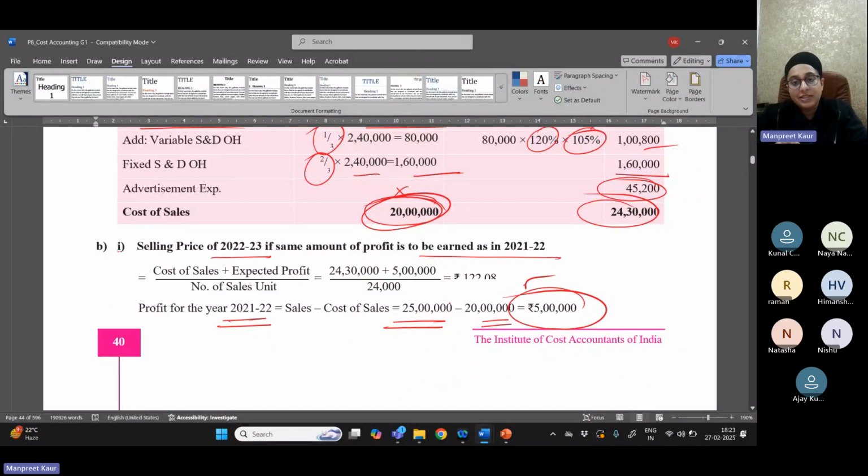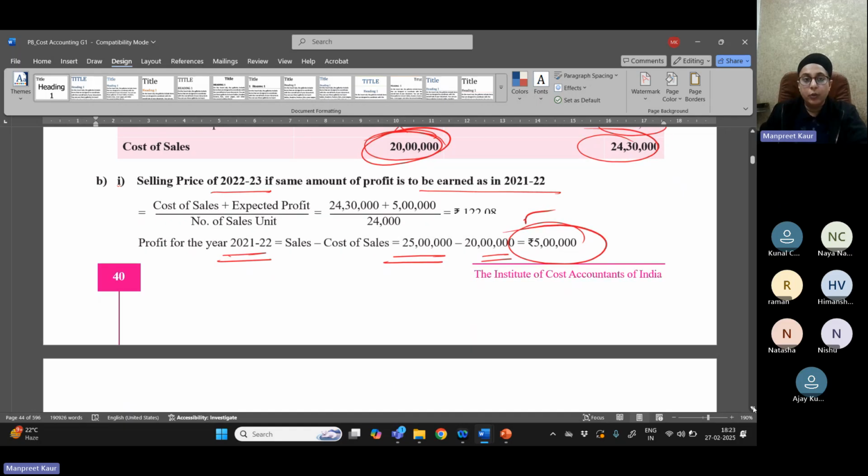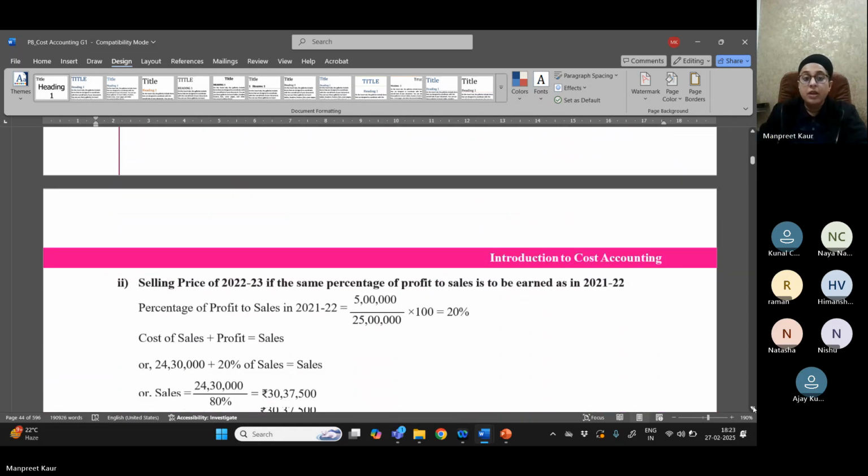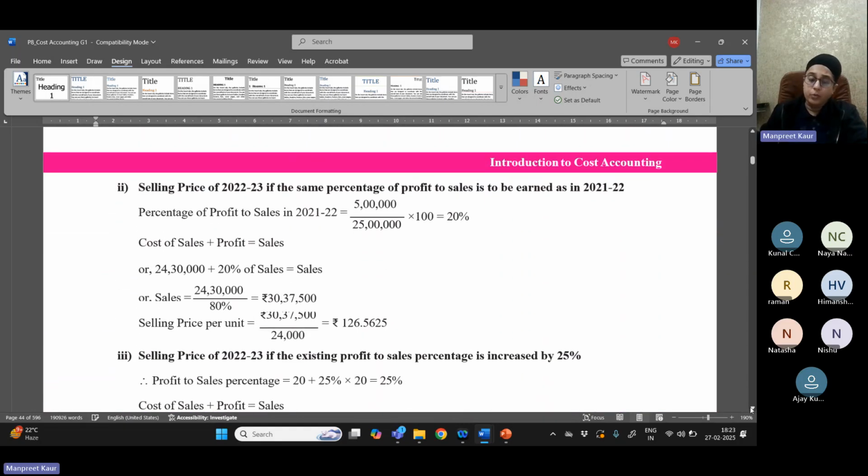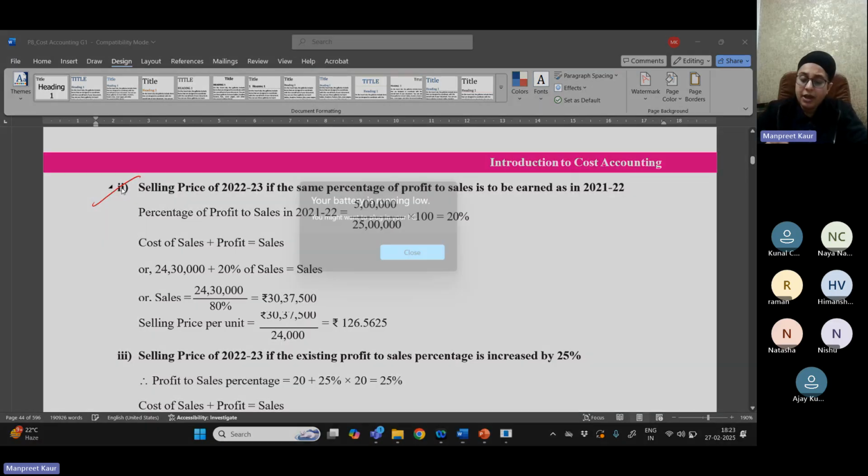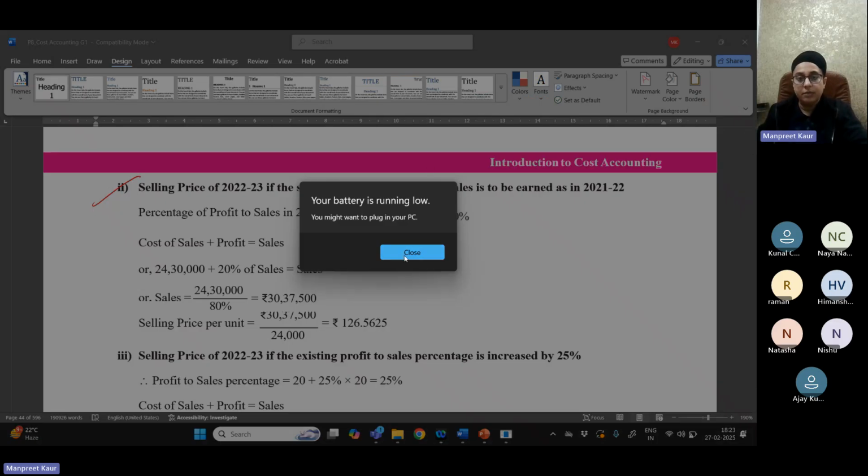What is the expected selling price? It is 122.08. It is the desired selling price in the year 22-23. Next point is selling price. Just give me a minute.